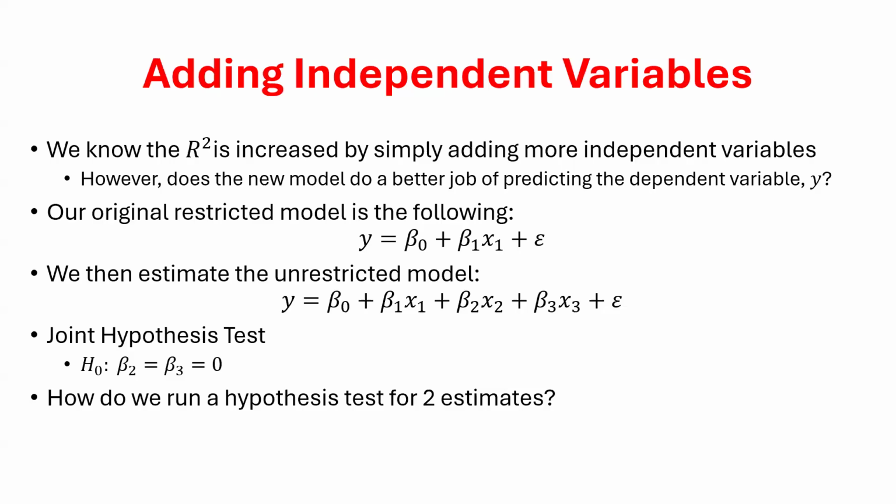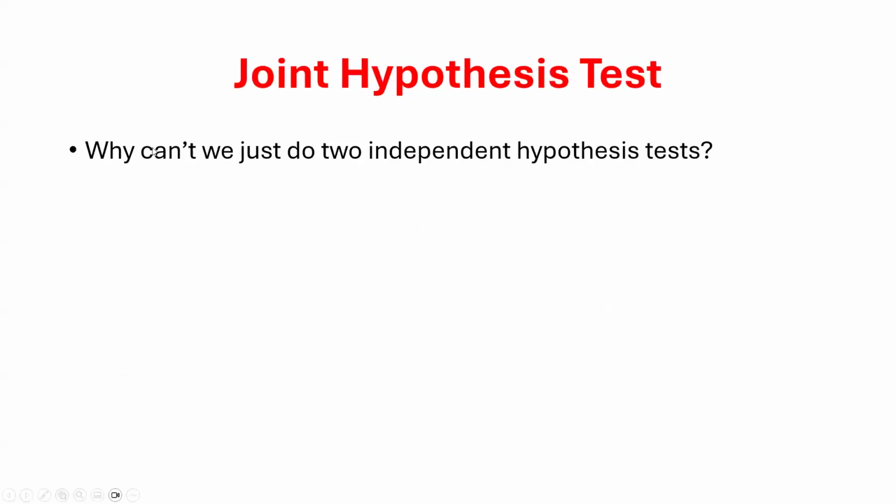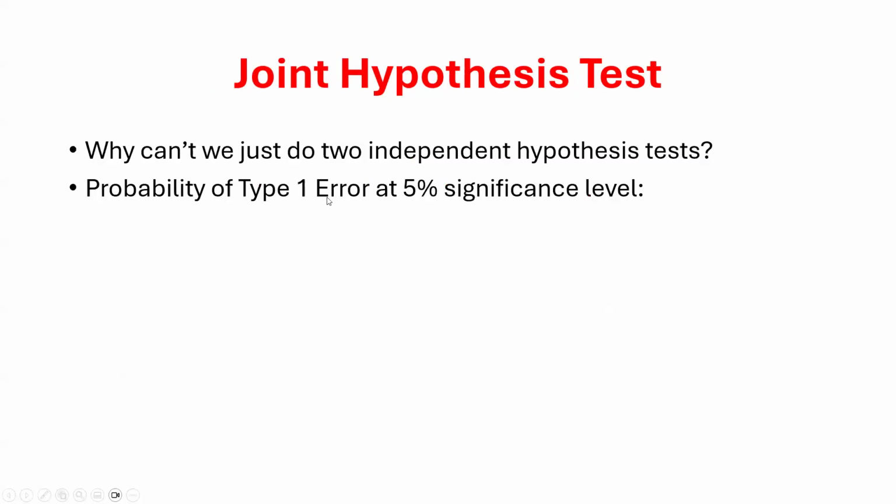Is the coefficient on each variable simultaneously equal to 0 when I include it in my regression? This is a joint hypothesis test. What we're really asking is, why couldn't we just look at each one individually? Well, think about it this way. We're going back to almost review material.